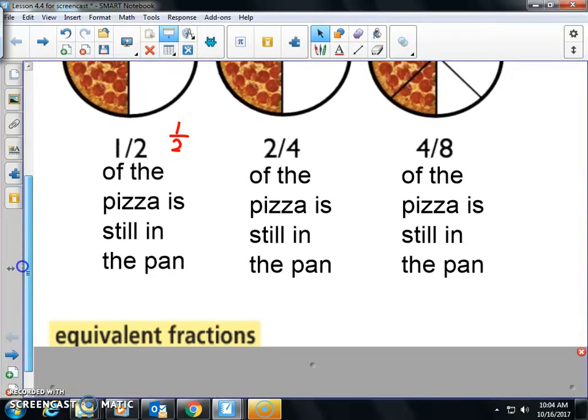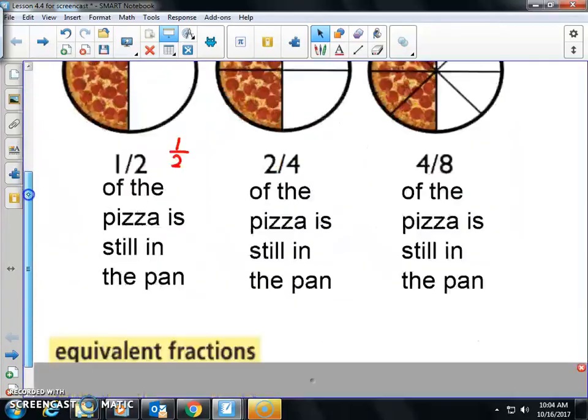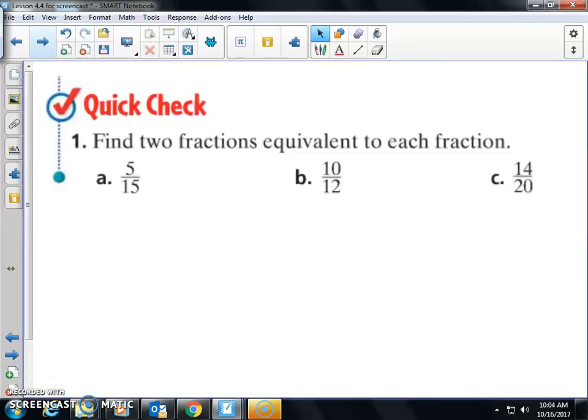So those three fractions are equivalent fractions. Equivalent fractions are just equal fractions, fractions that describe the same part of a whole amount. So equivalent and equal mean the same thing. So your job is to find two fractions that are equivalent to each fraction. You can come up with any two as long as they are mathematically equivalent.